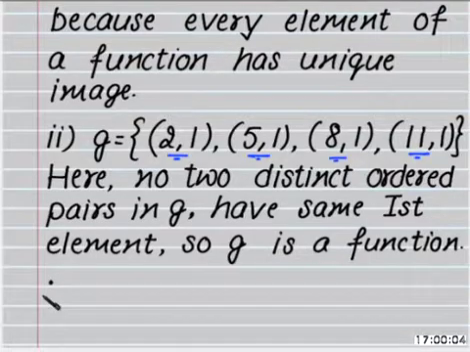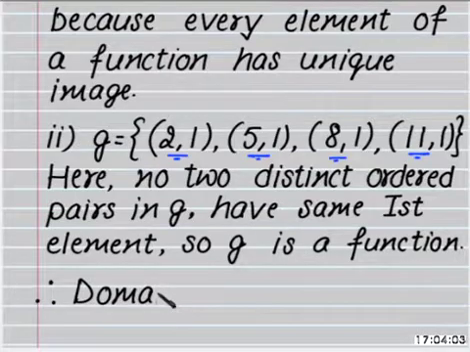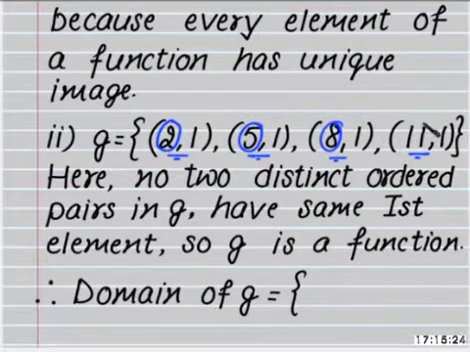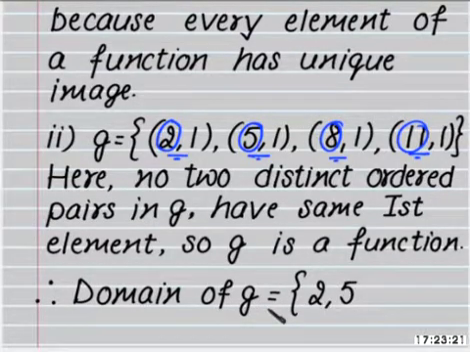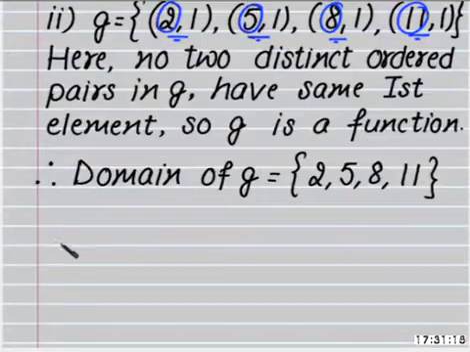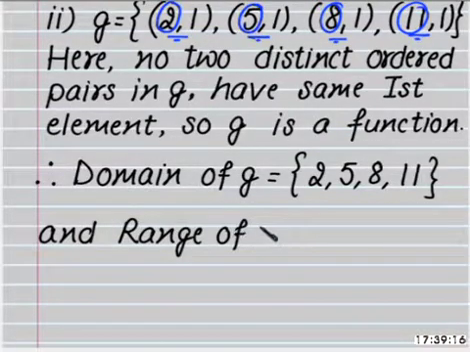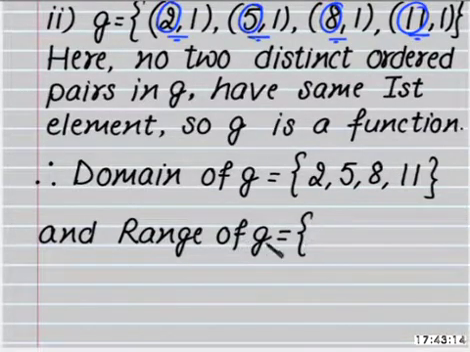So therefore domain of G is the set of all the first elements of all the ordered pairs in G, that is, it is the set containing elements 2, 5, 8 and 11, and range of G is the set of second elements of all the ordered pairs of G, that is 1. So range of G is the set containing element 1.